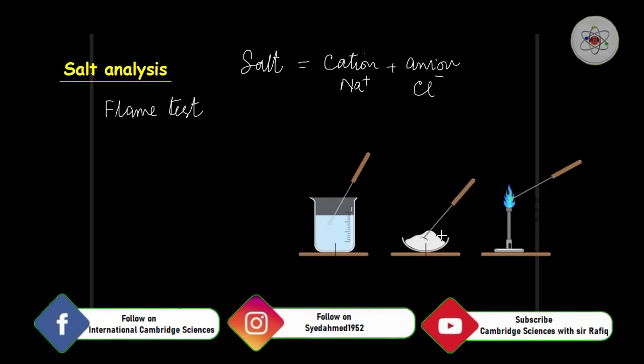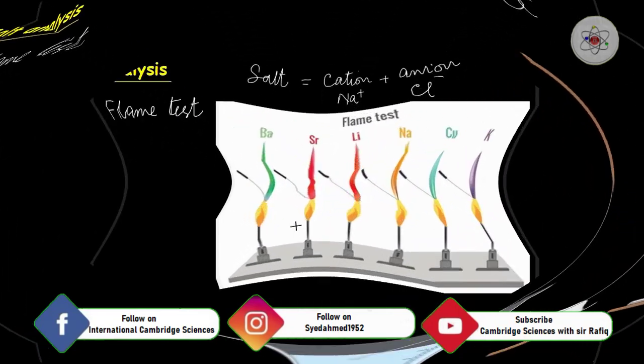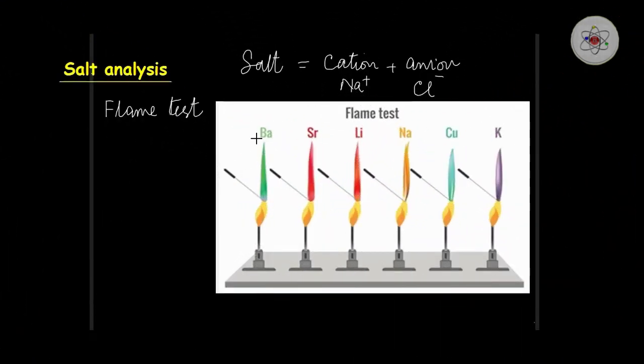Okay. And then we dip the loop of the nichrome wire into the solid salt and take the loop to the edge of the flame. According to the cation present, the flame changes its color. So let's look at the different colors, which are the evidence of different cations. If the salt contains barium ion, the color of the flame will be apple green.